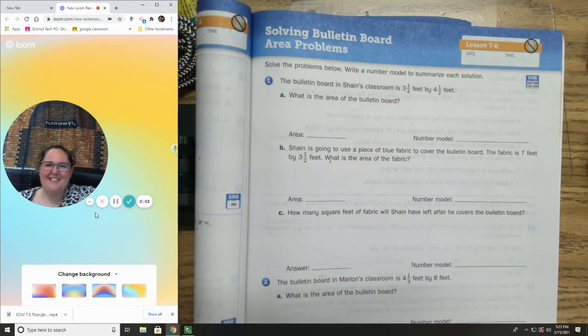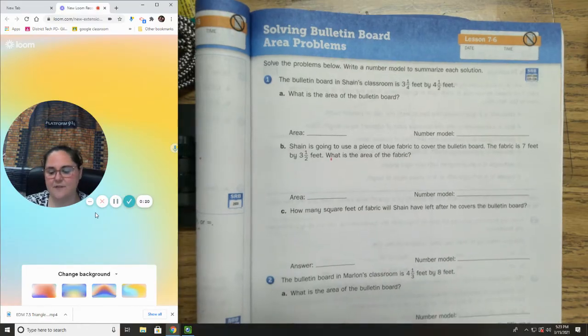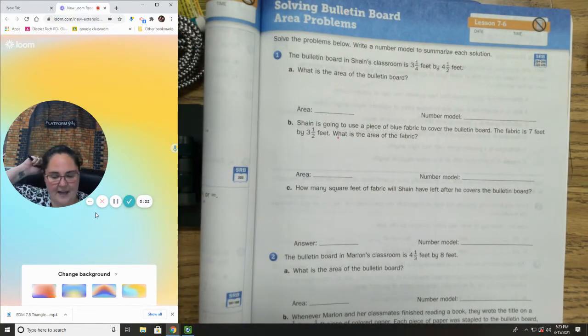Welcome to your Everyday Math lesson for lesson 7.6. This is your Student Journal Everyday Math Volume 2. This is like your bonus lesson. Sometimes I know Everyday Math has different ideas and different topics covered in the same assignment. So this is the bonus lesson for the day. This is solving bulletin board area problems.